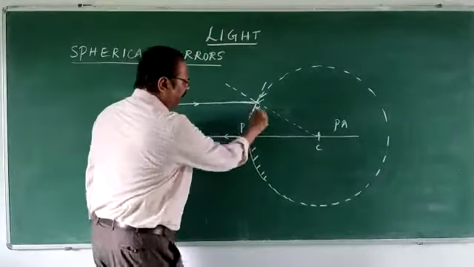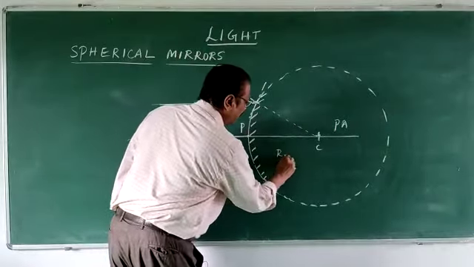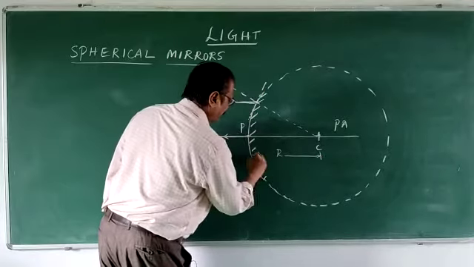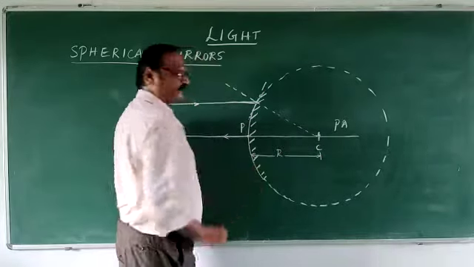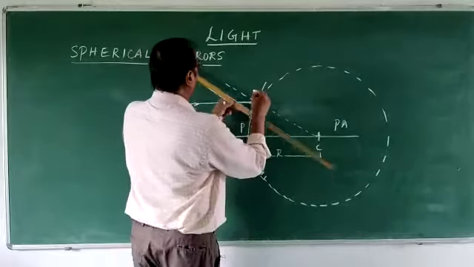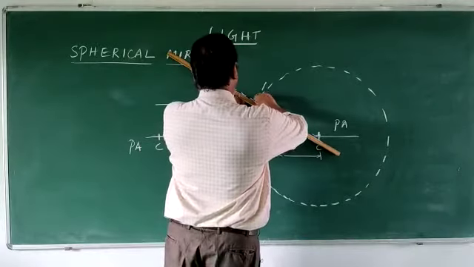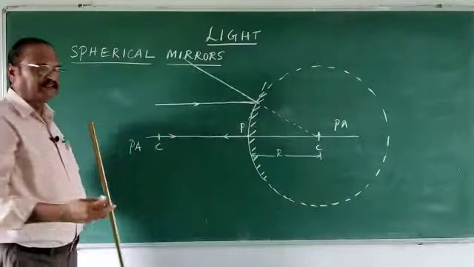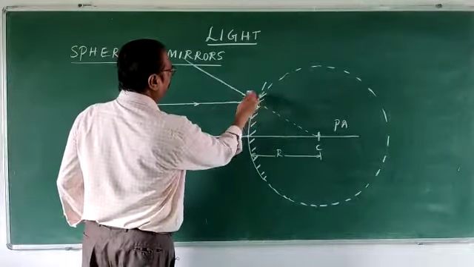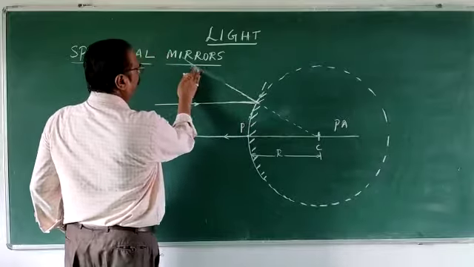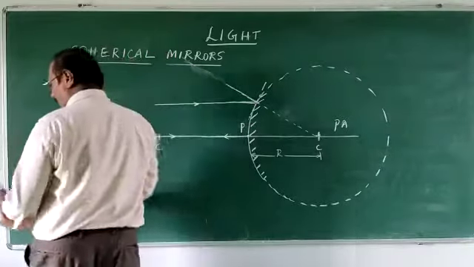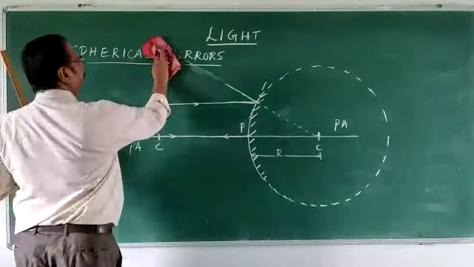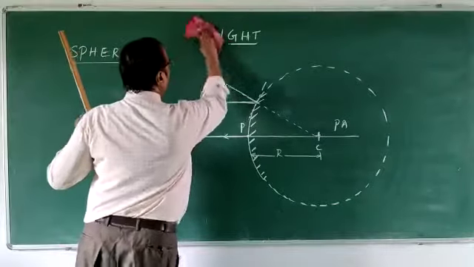And this is nothing but the radius, or radius of curvature, and this is the center of curvature. Fine. So the ray will go like this. It will diverge. It will not converge. Okay, so in order to draw more precisely, let me erase this point.